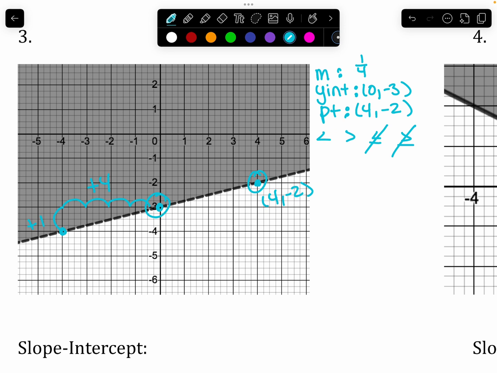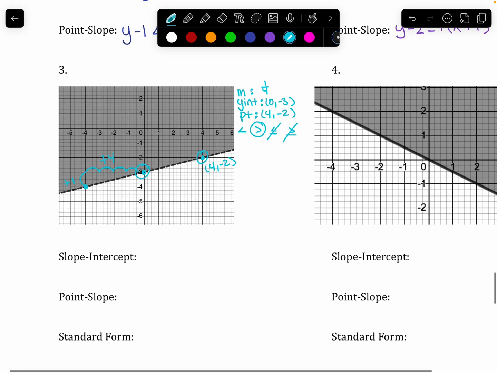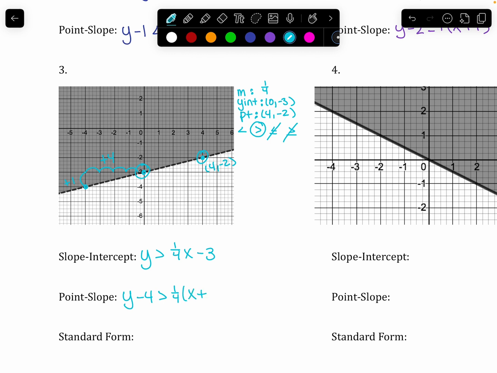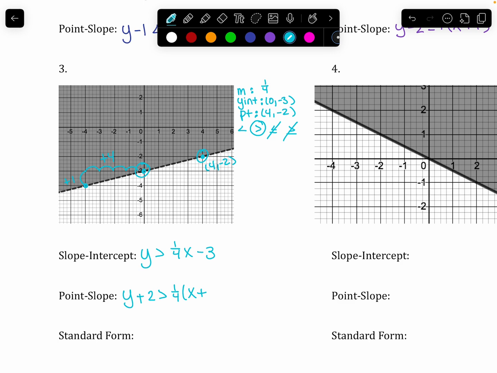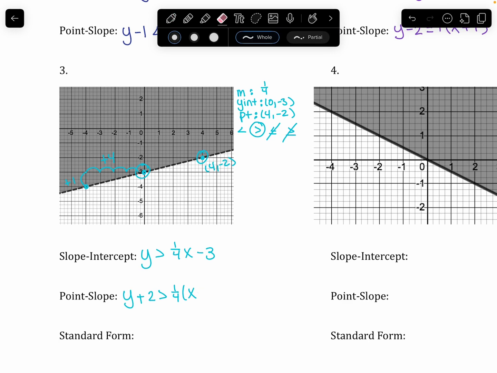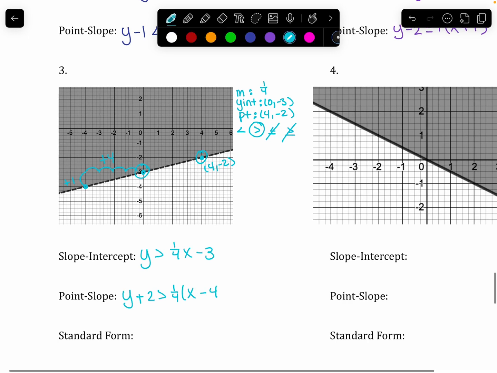My line is dashed, so it's not going to be one of those two things, and I actually shaded above my graph this time, so I have to use the greater than symbol. So we have y is greater than 1/4 x minus 3. That's my slope-intercept form. Point slope form, we have y minus 4 is greater than 1/4 x plus, oh man, it's twice now I've done that. This should be y plus 2, and then this should be x minus 4.